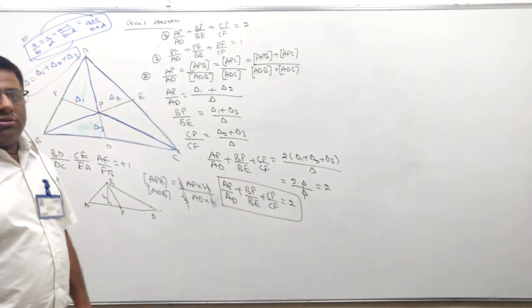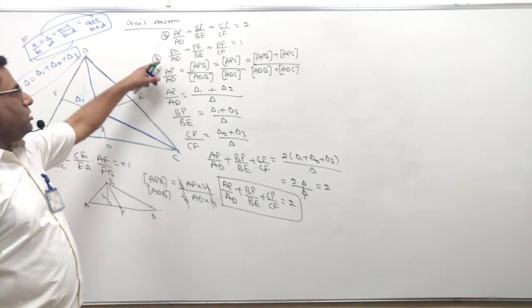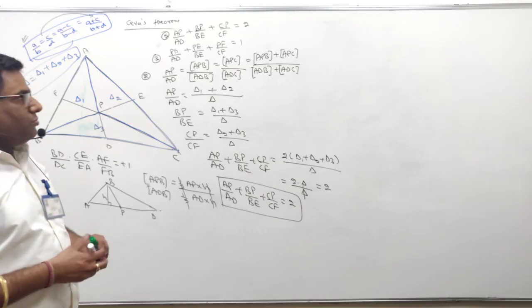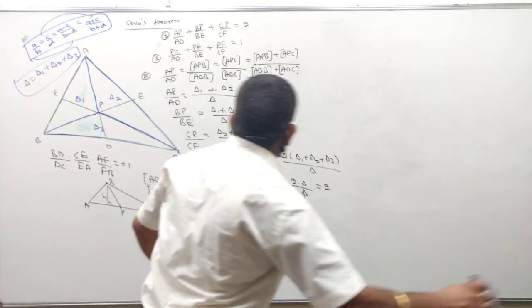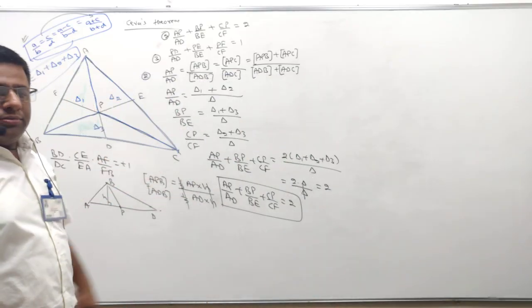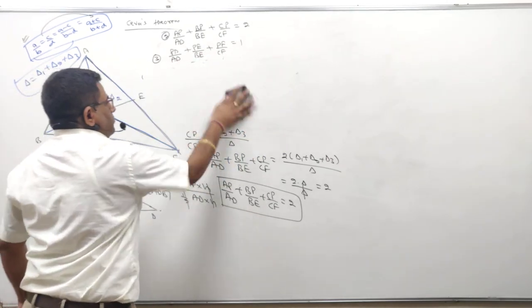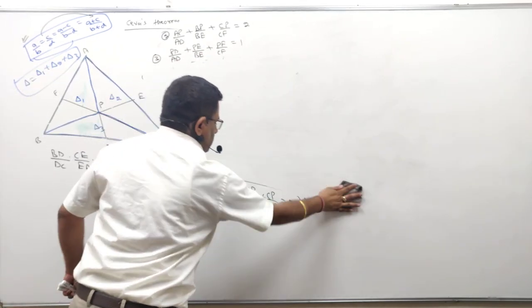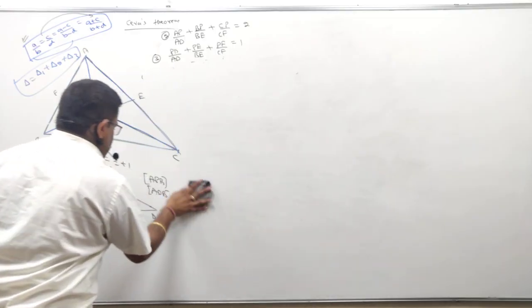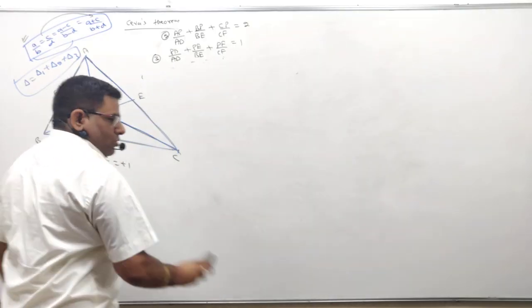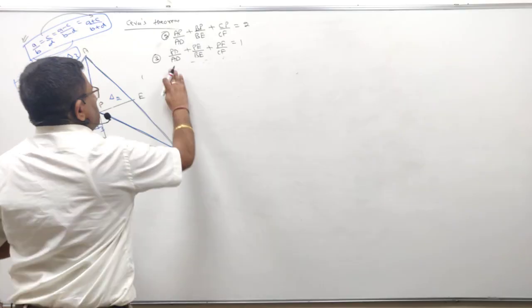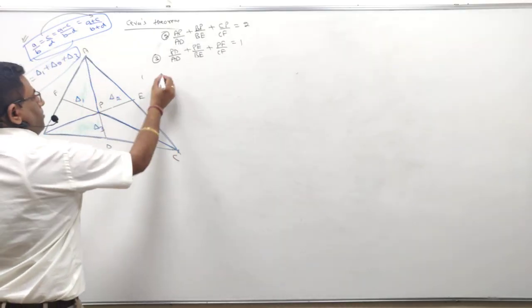Okay, easy. And for the third part of this result, I am deriving it right now. I am erasing this board. Clear? So this is for the third result, PD upon AD.